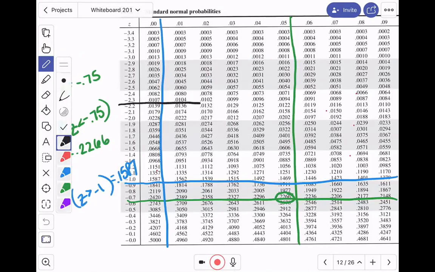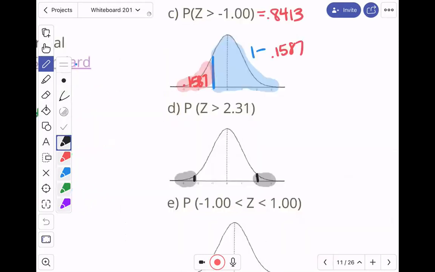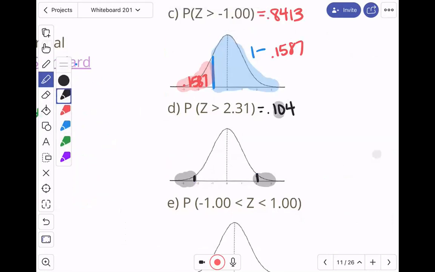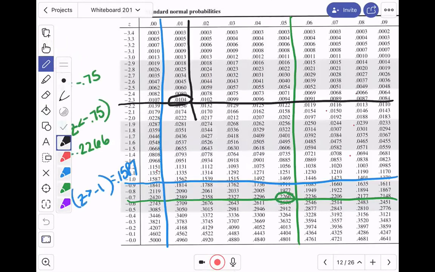So on my chart, I'm looking at -2.31. Here is -2.3. Here is that 0.01 part right here. That value is 0.0104. Does that answer make sense? It should have a 0 in front of that, right? Yeah, 0.0104.